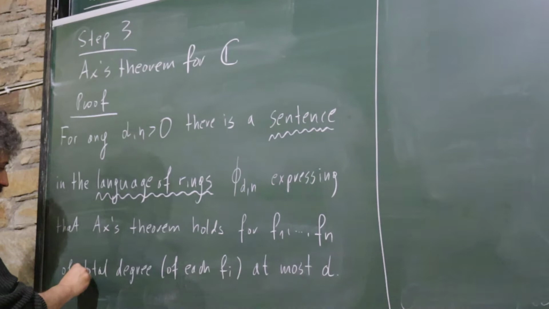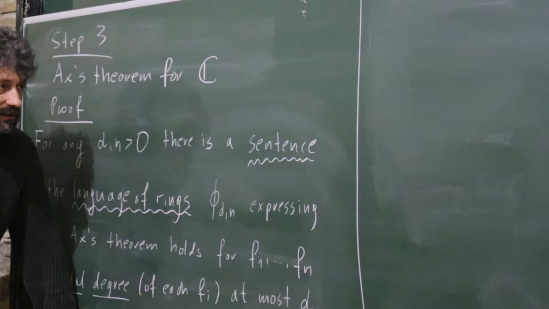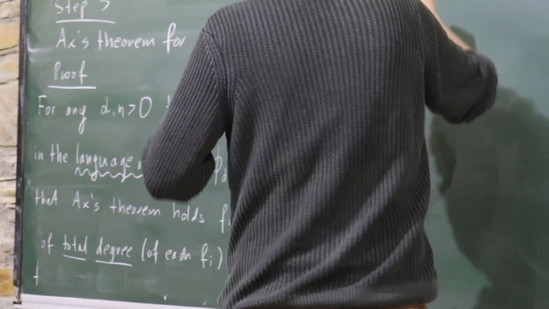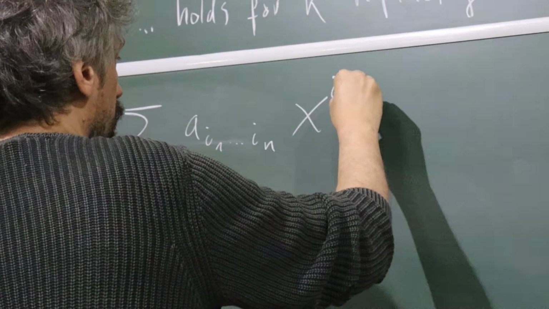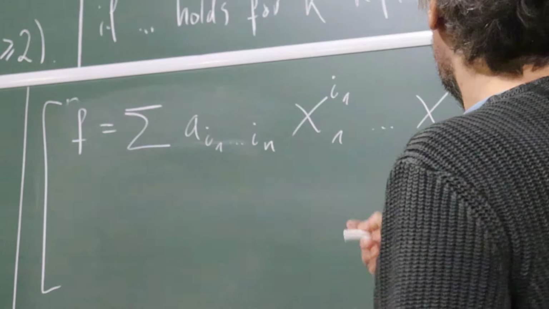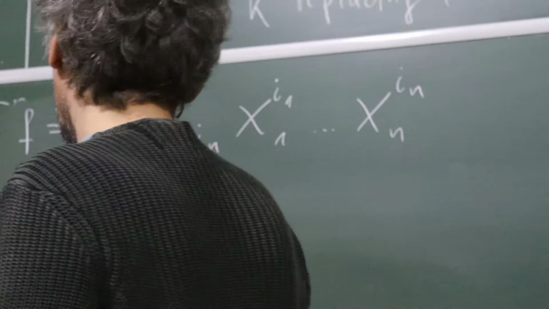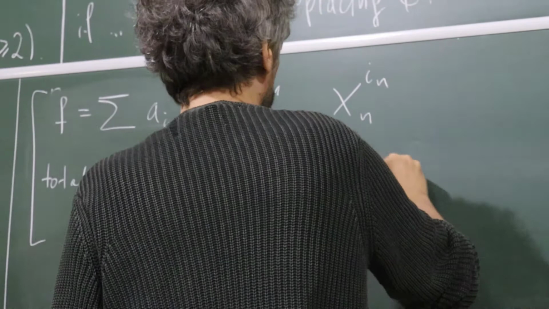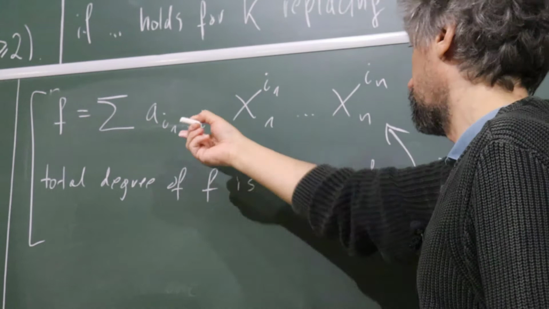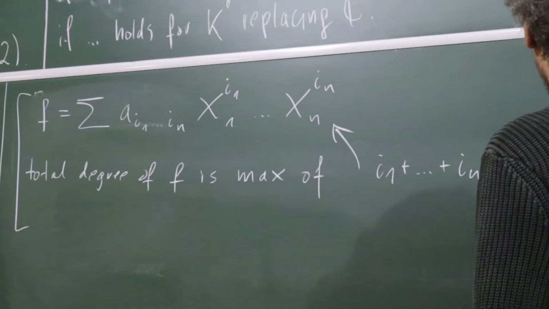Okay, total degree. Shall I say what I mean by that? If you have a polynomial f, then the total degree is just the maximum of the sums, so the sum of the degrees of the monomials which appear.